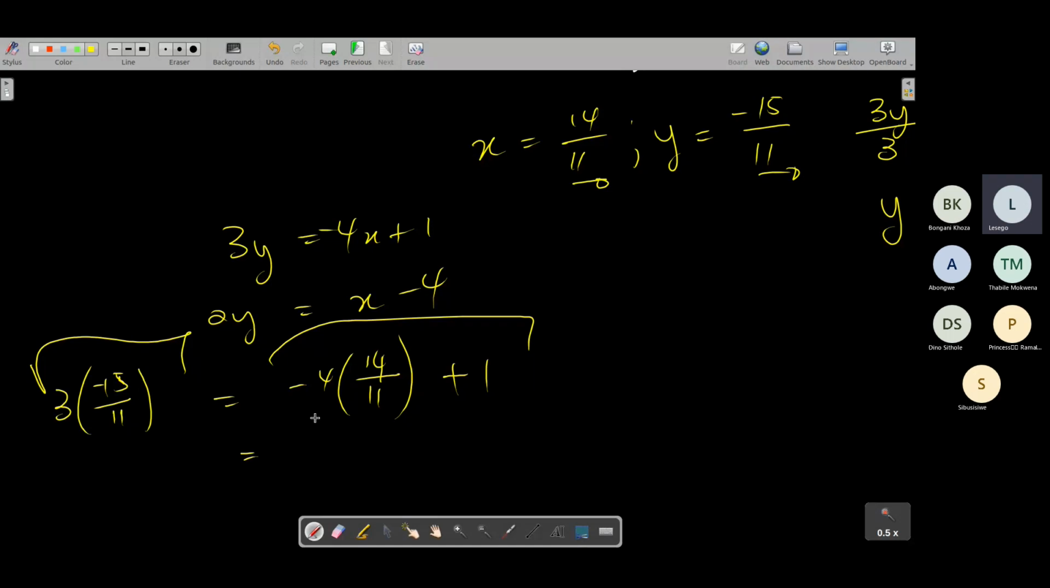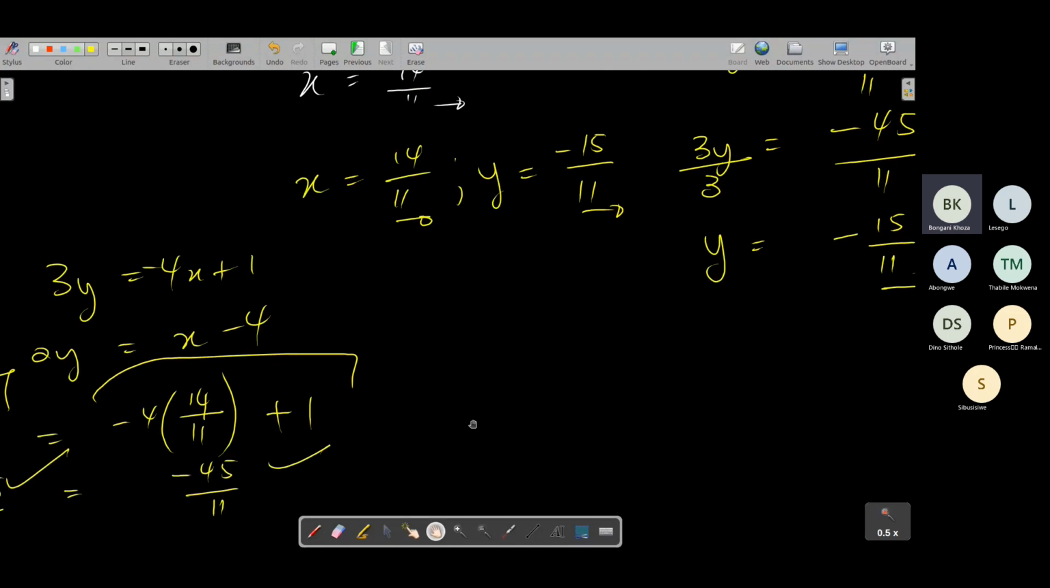Negative 45 over 11. Here it's negative 45 over 11. Negative 45 over 11. So our left and our right are the same. So that's fine. You can check in the second equation if you want to do that. Right. Any questions for this one?